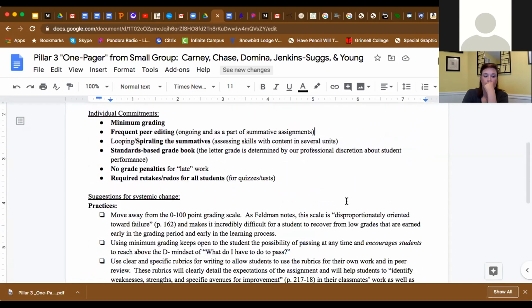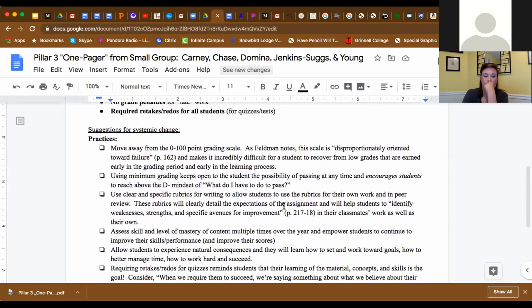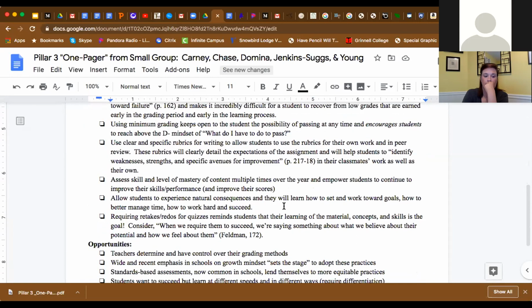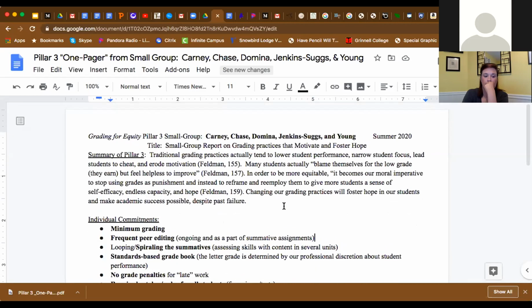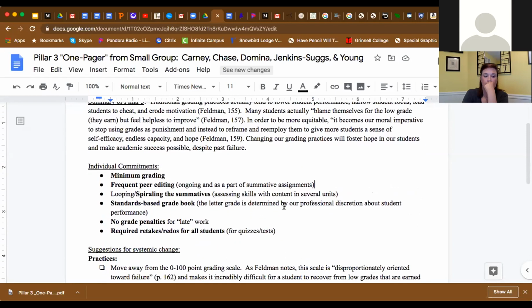Our individual commitments were overlapping: focus on minimum grading, frequent use of peer editing, spiraling summatives so that we are assessing skills throughout several units across content, a standards-based gradebook, no grade penalties for late work, and requiring retakes and redos for all students. All of those practices move toward opportunities to provide students with motivation and hope so that they are not at any given point going to be futile and give up because there's no chance of them being successful. Without rehashing all of the details, those are the commitments that we have and the focus and some of the reasons about why. So that's all for ours.